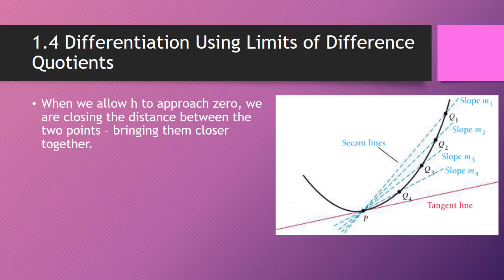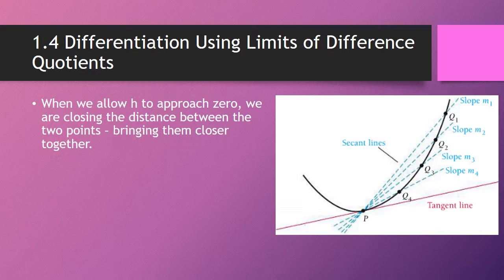P is fixed. That's a fixed bead, and we're moving the other one from position Q1 to Q2, now to Q3. The slope has changed, the distance between P and Q has become smaller, and then move it to Q4. And the distance has become even smaller between P and Q, h has become smaller, and our slope has changed as well. Imagine sliding that all the way until it touches P.